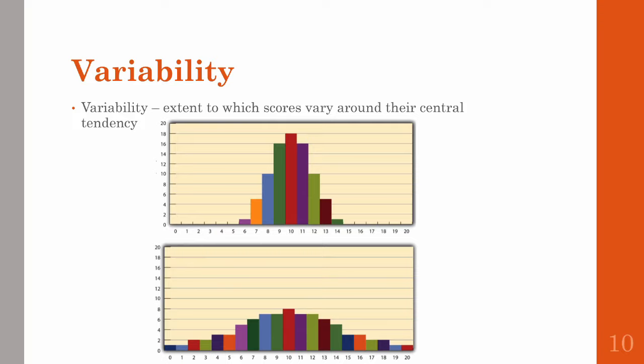But we can tell just by looking at them that they are not the same. The top graph hugs tightly around the middle with small tails. The bottom graph is a lot more spread out with the tails of the distribution going out farther than the top graph. So this is why it's important to also describe the variability of a measure.